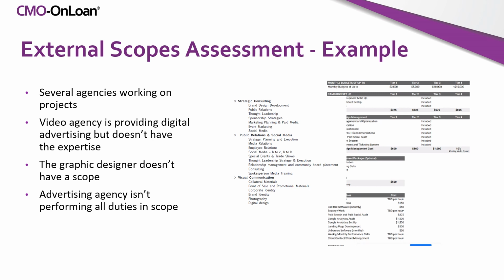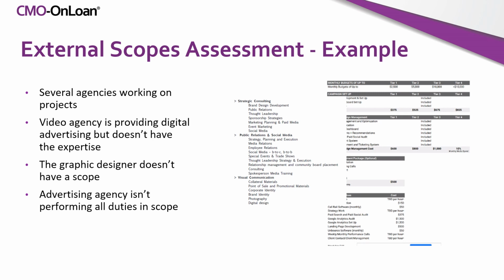So here's an example. You'll see a couple of scopes over on the right. One's a digital, the far right, and then one for PR. And then you'll see there are lots of agencies. One of the things we identified on this one, there were several agencies working on things. Some were overlapping. The video agency was providing digital advertising, but they didn't actually have that expertise. They had just jumped in to help.